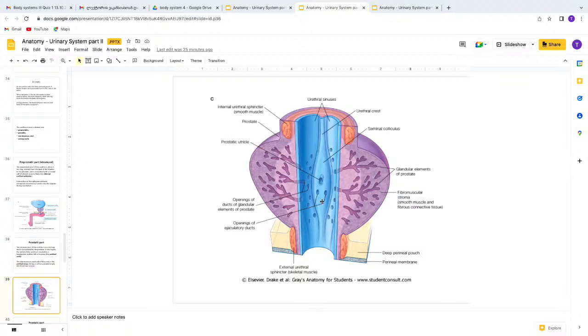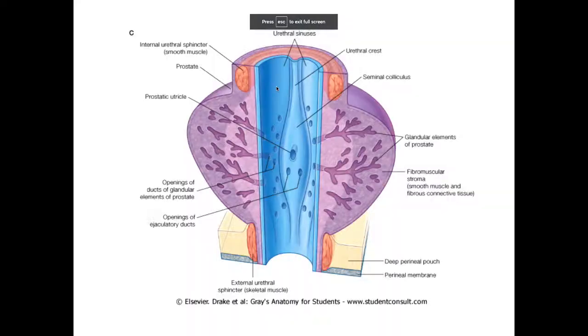So, as you see here, this is our prostate, right? And in the middle, we have the prostatic part of the urethra. As you see here, these are the smooth internal urethral sphincters, which consist of smooth muscles, right? And they prevent the urine and semen from going up backwards, the retrograde movement into the bladder.